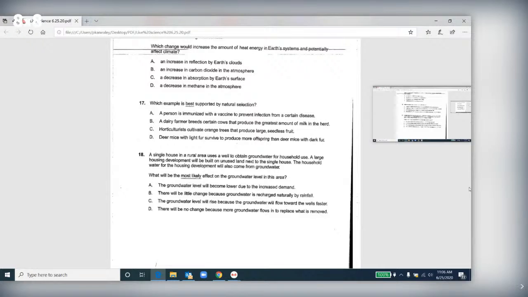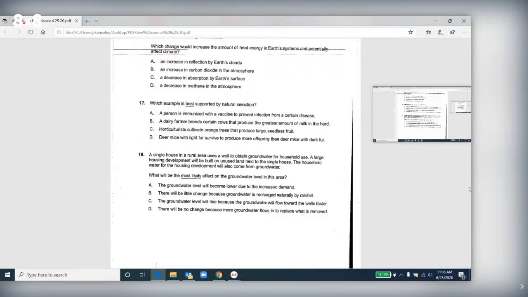There will be a little change because groundwater is recharged by natural rainfall. That's not entirely true because a lot of the rain basically is absorbed before it even hits the ground. Okay, and remember this well is going down 20 feet, so it would have to be an awful lot of rain for it to go all the way down like 20 feet.